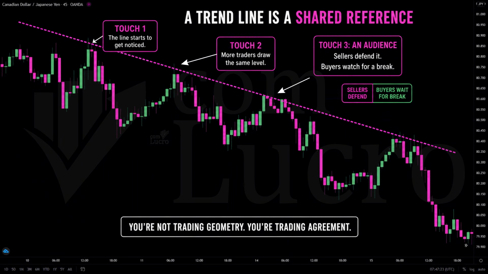Understand that a trend line has no power of its own. It works because thousands of traders draw the same line and act at the same price, a shared reference point. By the third touch, that line has an audience, sellers defending it and buyers waiting to see if it breaks. You're not trading geometry, you're trading agreement.